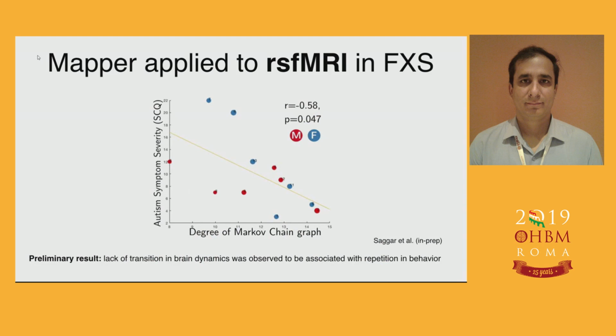And it turns out if you just look at this degree of connectivity within the Markov chain, we were able to kind of associate that with the autism symptom severity scale, SCQ. So a higher degree means there is high likelihood of transition from one state to the next. And lower degree basically means there is a lack of such transitions and more repetition perhaps in these dynamics. So very preliminary results suggest that lack of transition in these brain dynamic states is associated with higher autism-like symptoms, which makes some sense because that's essentially repetition in behavior, and we're seeing some repetition in dynamics.